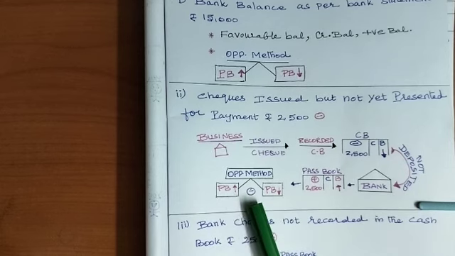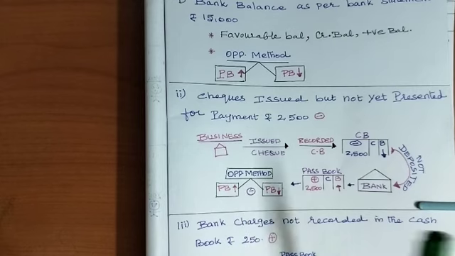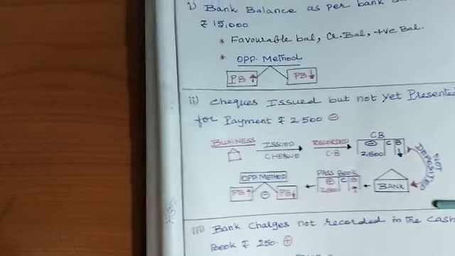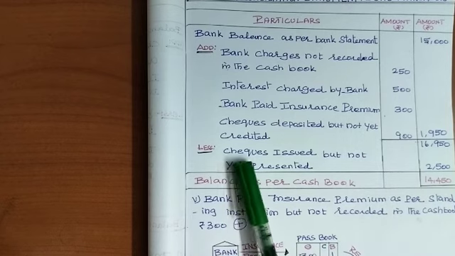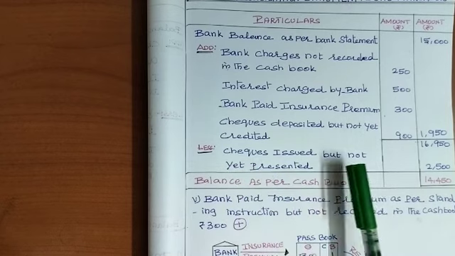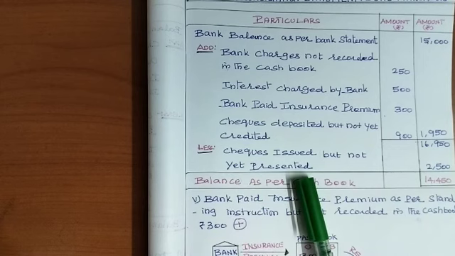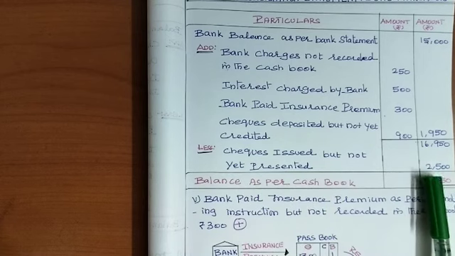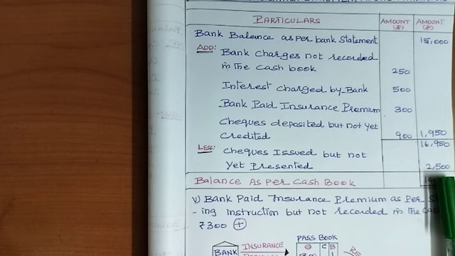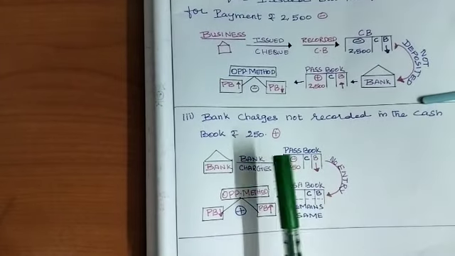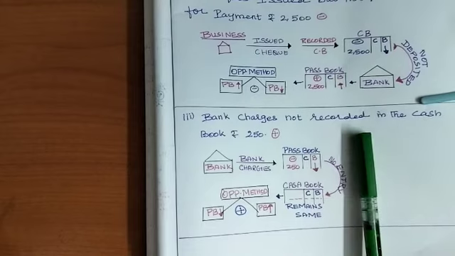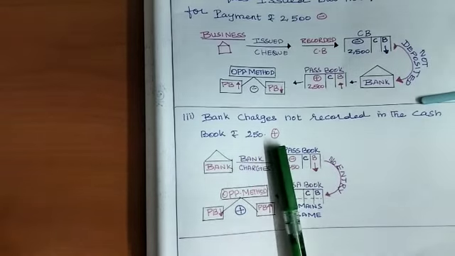So this transaction will be subtracted. On the less column, we have to write checks issued but not yet presented, and 2,500 rupees is entered in the outer amount column. We entered it, and the next transaction is bank charges not recorded in the cash book, rupees 250.